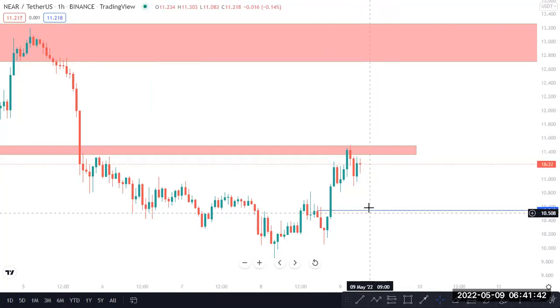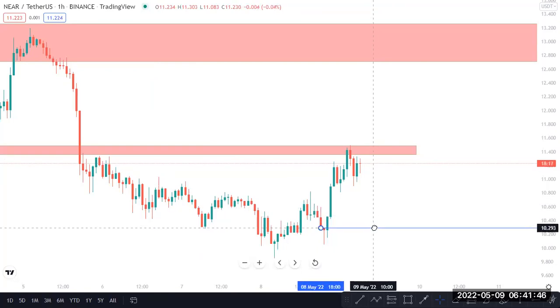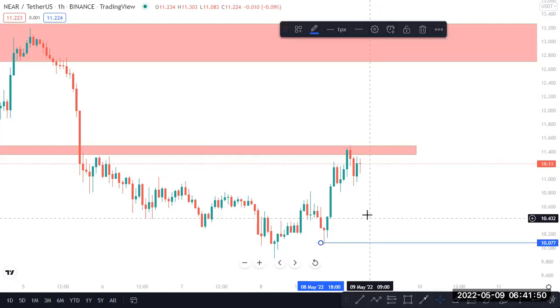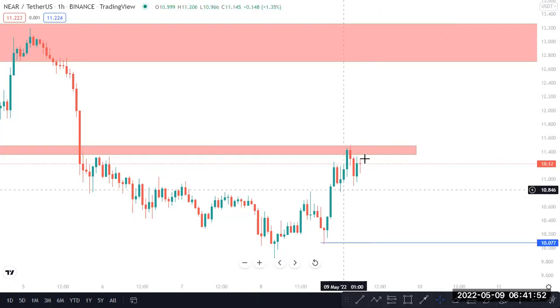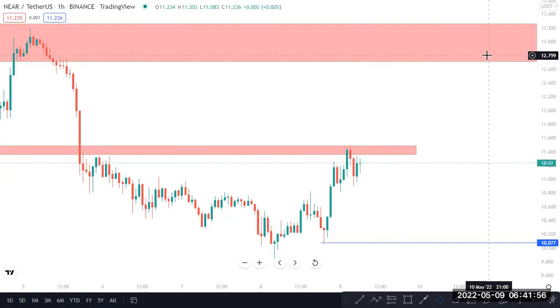But for the aggressive ones, you can take this one as your target, or even the lower low as your target, right? If you break this level and hold above, you take this area as your target profit. Okay, so that's what we're looking for on this coin, right?